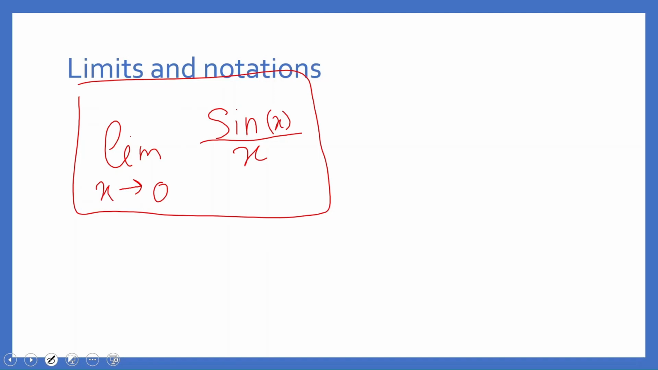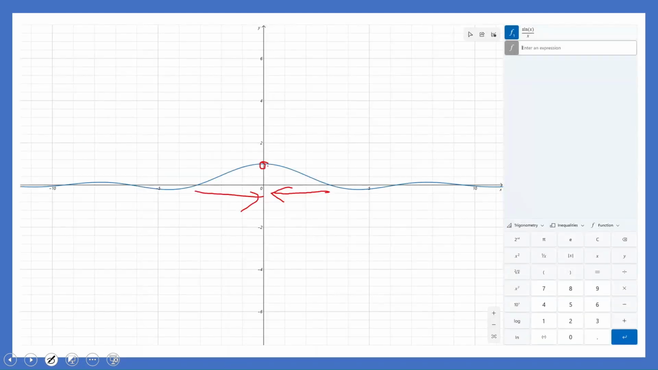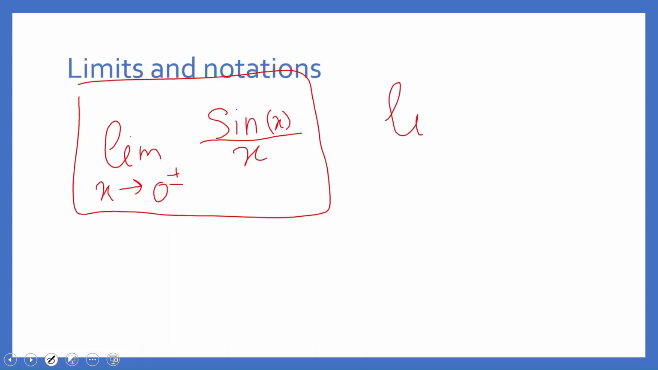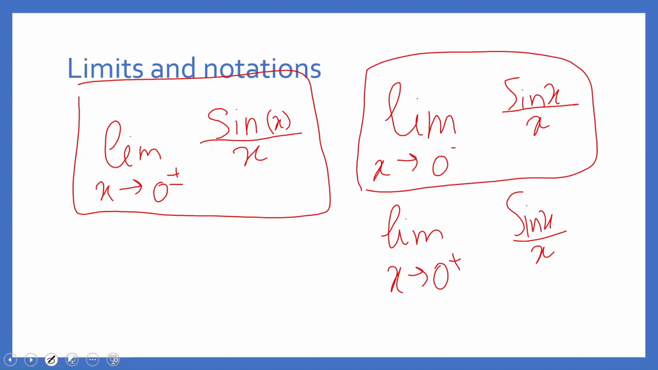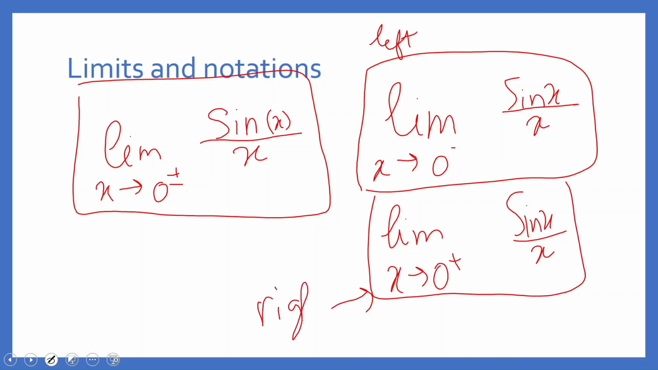But if it is approaching from the right hand side and from the left hand side specifically, you have to write a plus or a minus. Now, an easy way to remember this is if it's approaching from the left hand side, it's approaching from the negative x values. So it's going to be limit x approaches 0 minus sine x by x and limit x approaches 0 plus sine x by x. So this first one over here means that it is approaching from the left, and this one over here means that it is approaching from the right. So that's the limit notation.